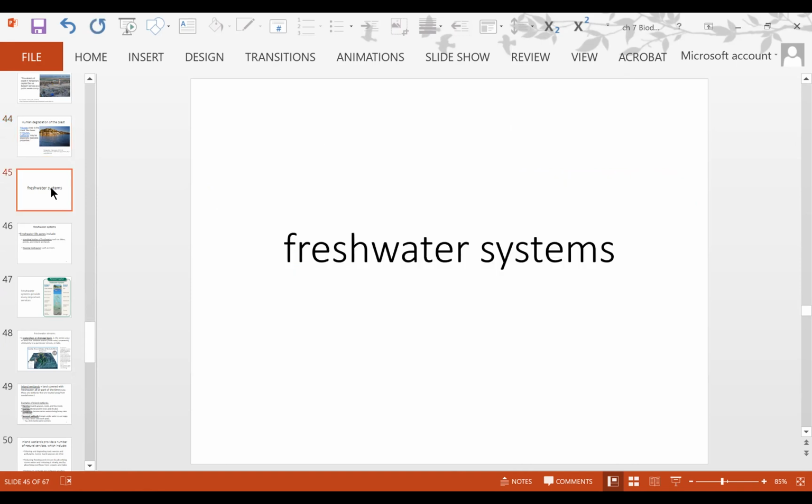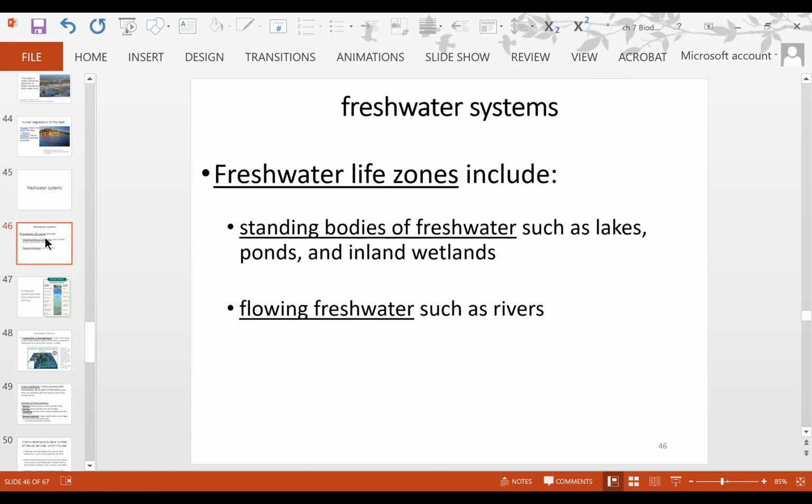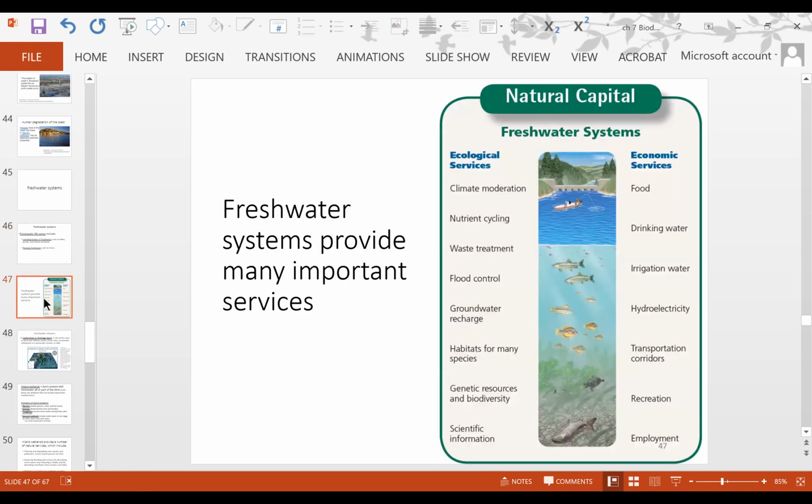Now we will talk about freshwater systems. Freshwater life zones include standing bodies of freshwater, like lakes, ponds, and inland wetlands, and flowing freshwater, such as rivers. And here is a diagram that shows the ecological services and the economic services of freshwater systems. You could read through that.